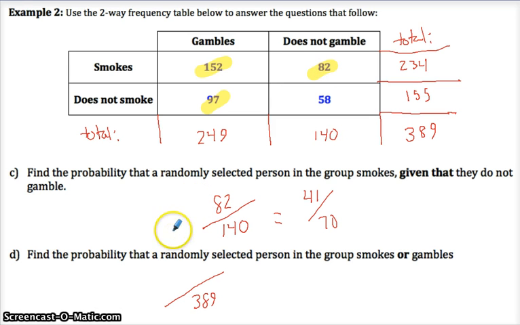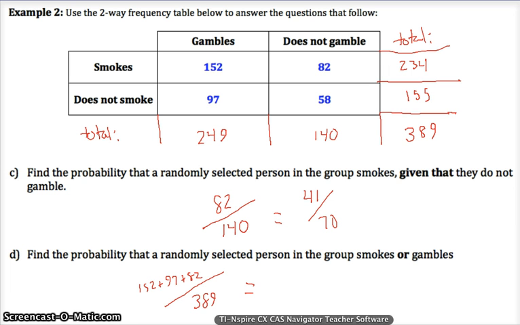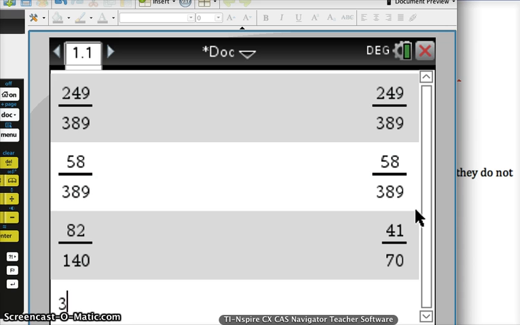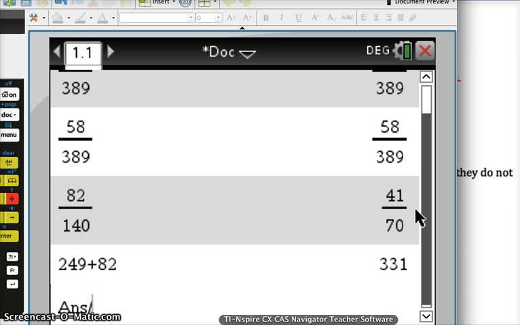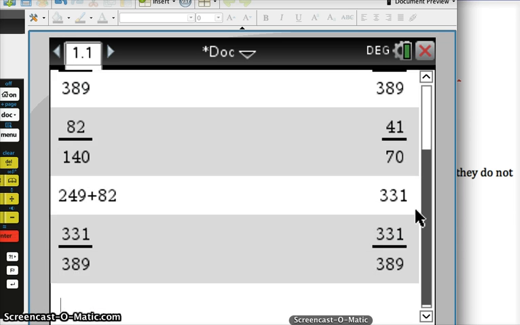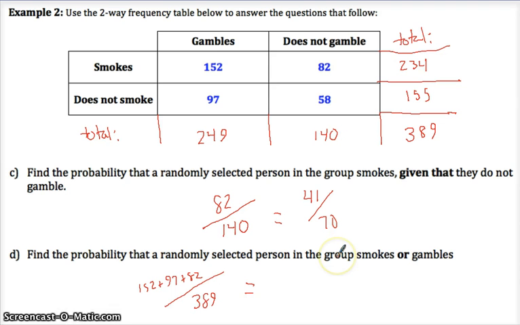And so remember, or means add. So we're going to do that on that one. I'll take these off so that won't look funny later. All right, so then it's really just 152 plus 97 plus 82 out of 389. I will definitely do that on the calculator. 152, 97. Oh, wait, that's 249, really, isn't it? 249 plus 82 out of 389. So 331 out of 389.